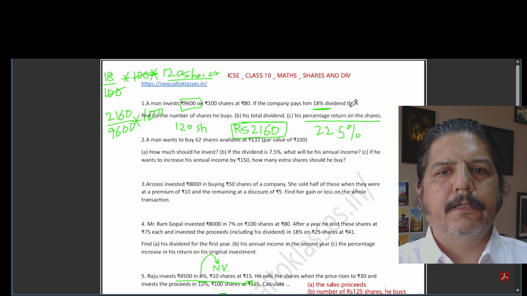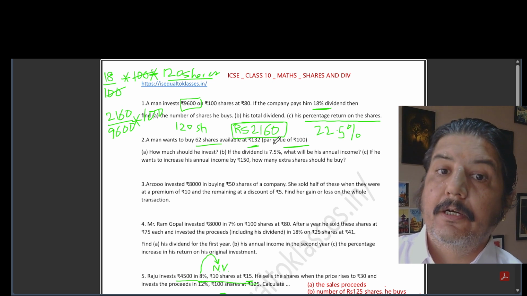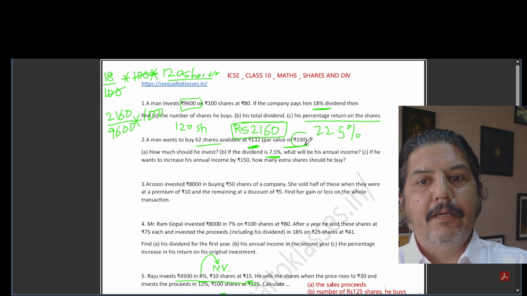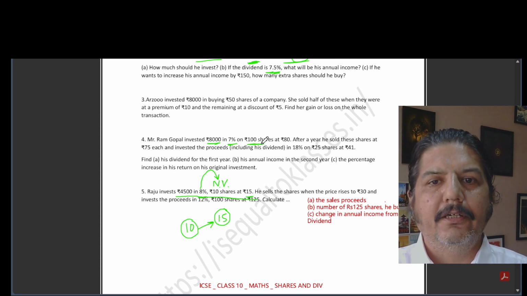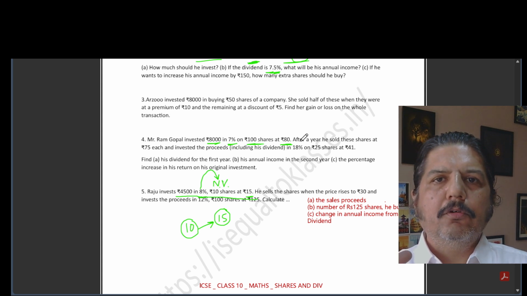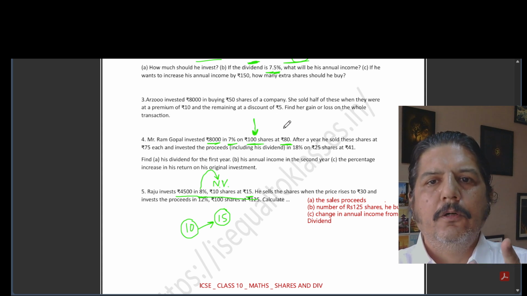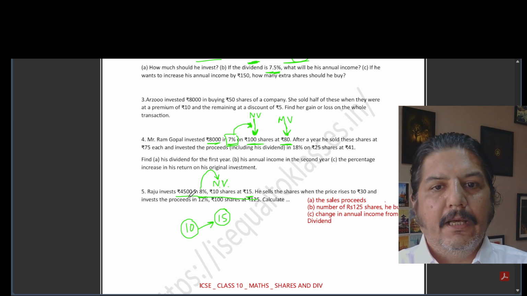The first thing that you need to understand is how to read the first line. I'll give you a few other examples. Buy 62 shares available at 132, par value is rupees 100. So rupees 100 is the par value and it is available at 132, so it is available at a premium. Now, this dividend of 7.5%, please remember, will be applicable only at rupees 100. Let's take another example. Ram Gopal invested rupees 8,000 in 7% shares on 100 rupees shares at rupees 80. This might seem confusing, but 100 is the nominal value, the face value. Rupees 80 is the market value. And the 7% dividend would be paid on the nominal value only. Please remember that.